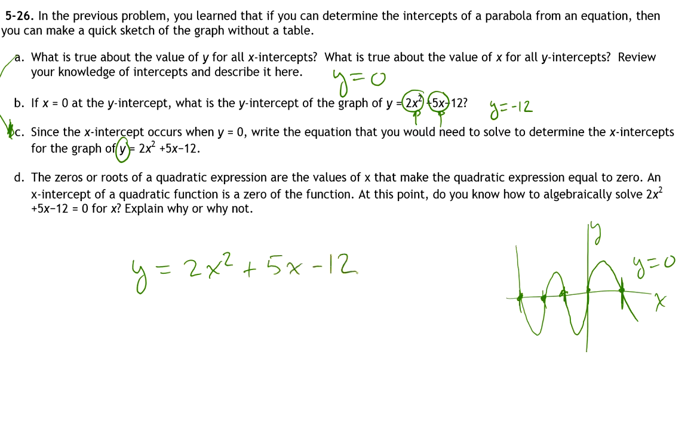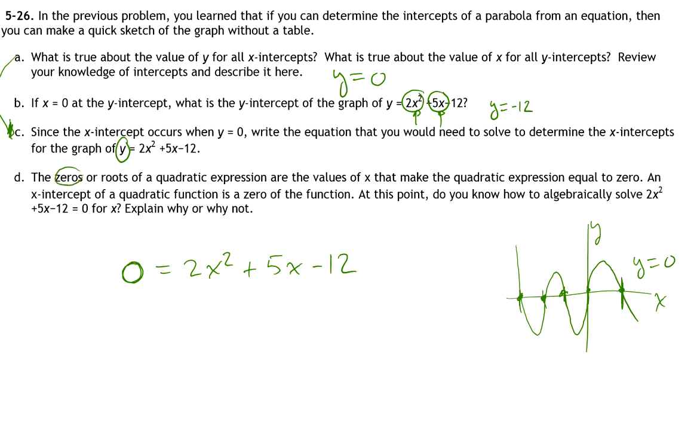So I would need to know what x's were. Y's are going to be 0, so I need to be able to solve this equation for x. If I could figure out what x's were, I would know what my x-intercepts are.